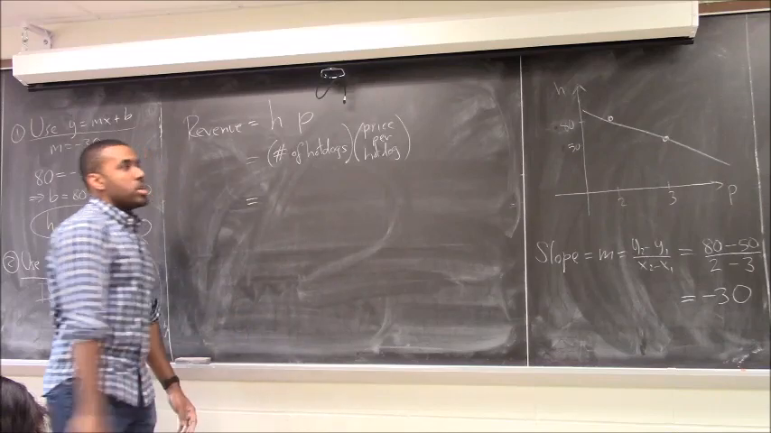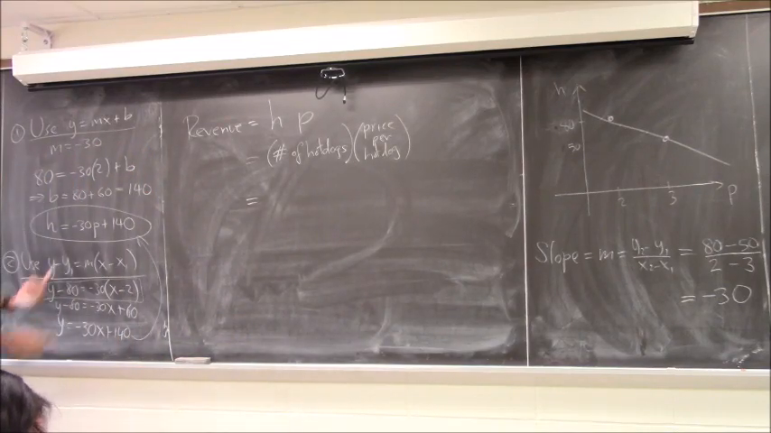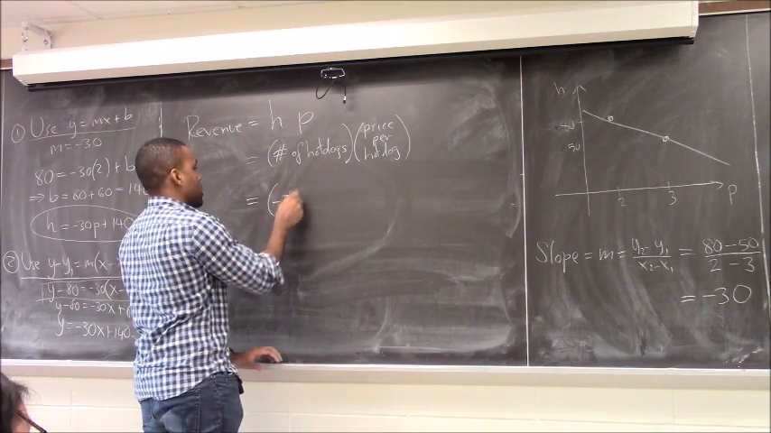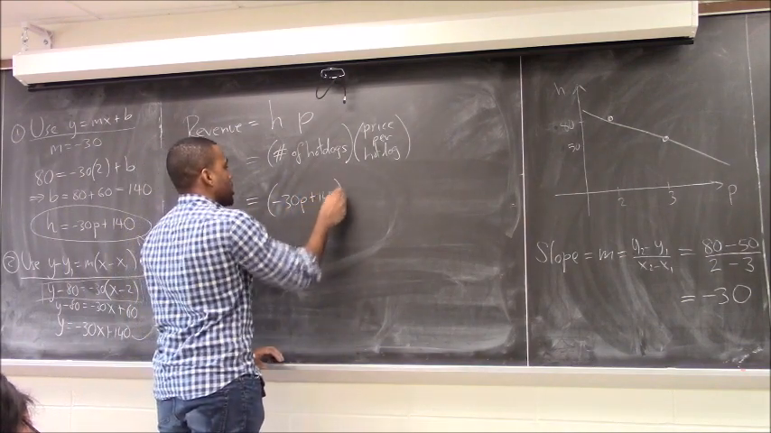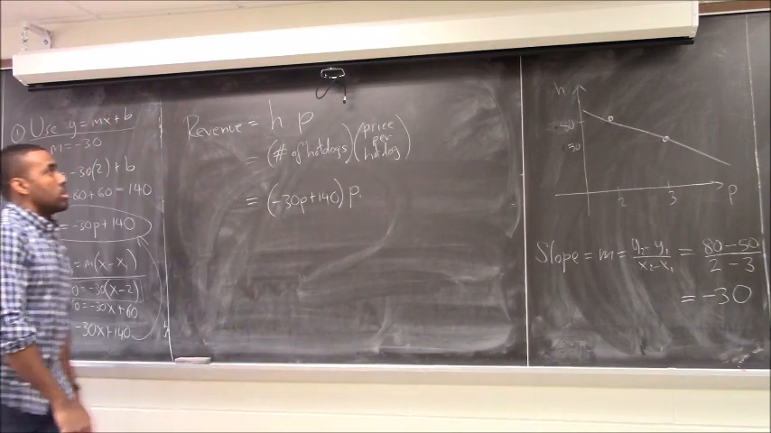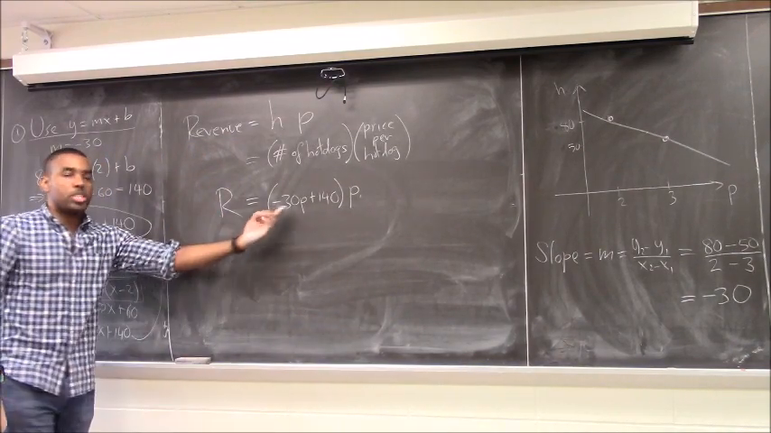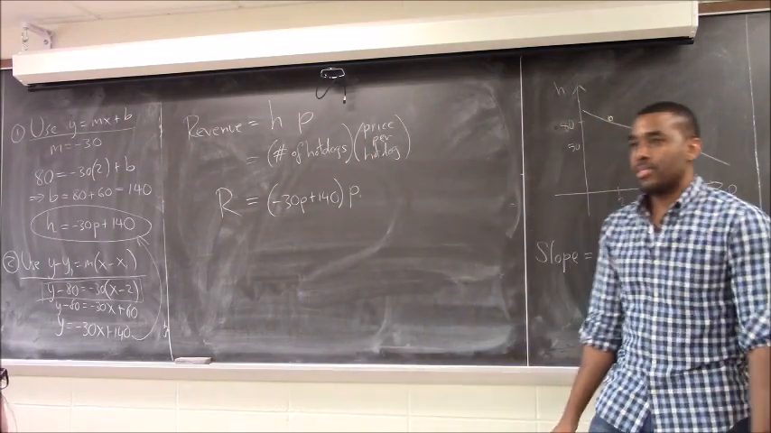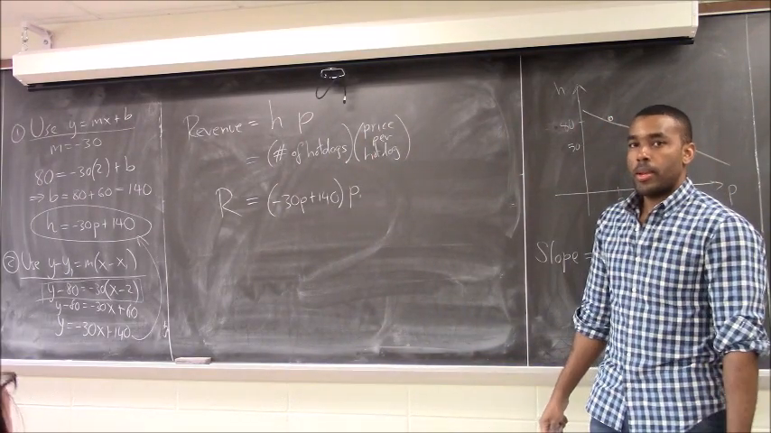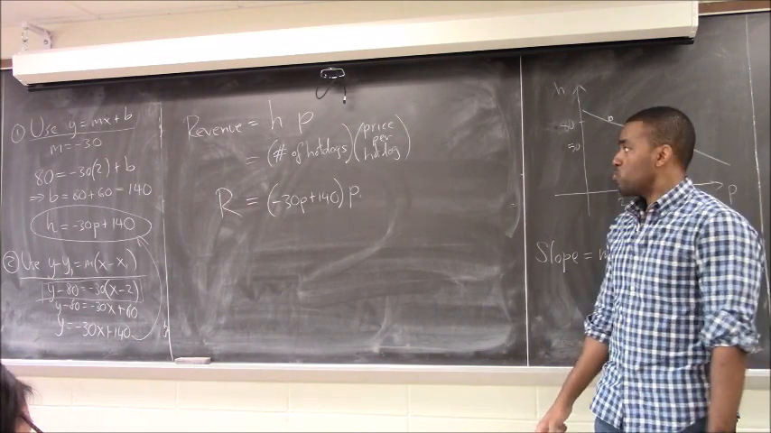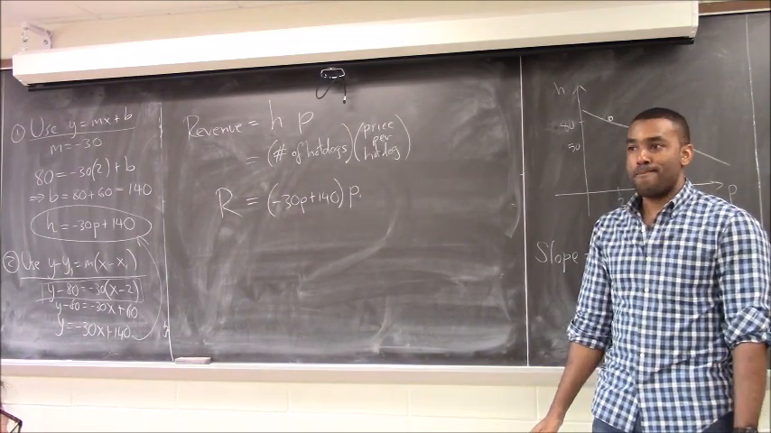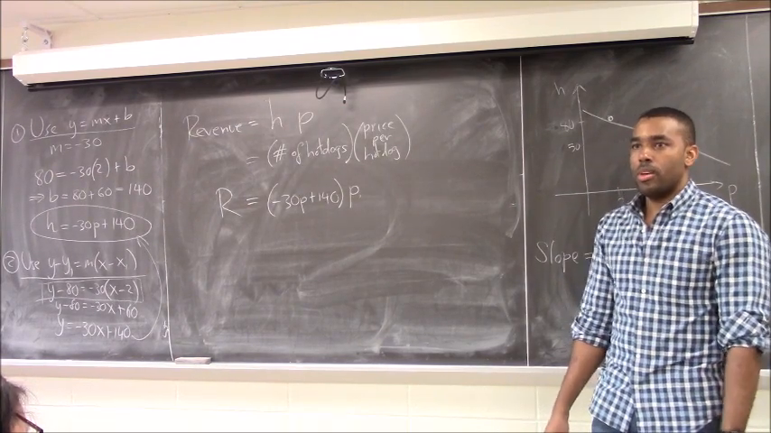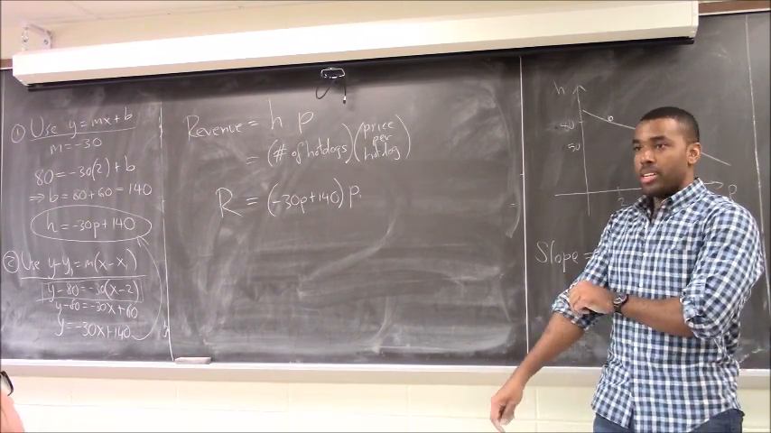Okay, and what do we know about H? I actually know what it is. Minus 30p plus 140, times p. So this is a formula that tells me how much money I'm making. What do I do with it? What kind of formula is that? It's also a function. What kind of function?